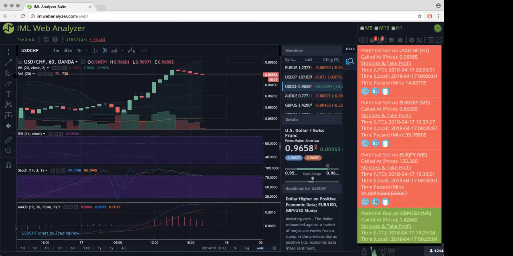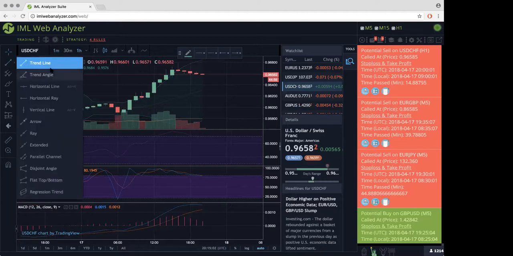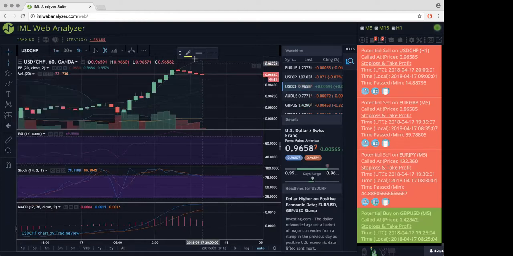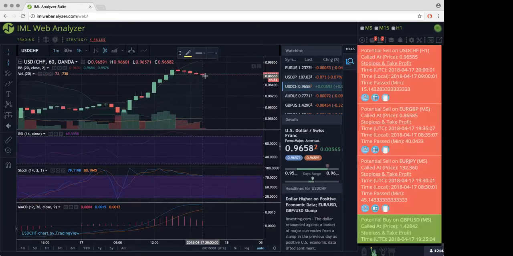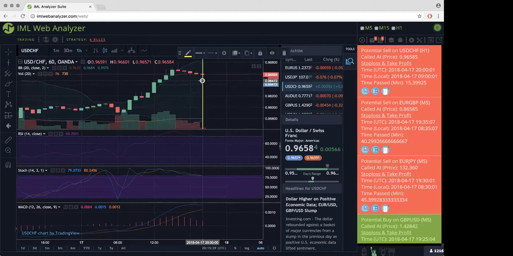First step, go into this button right here, the one with the doggy bone kind of thing. Tap on it and put on the vertical line. You can change the color, but I like yellow. Then go to the time and draw a line at the time it was called at. The time the USD Swiss franc was called at is 8 p.m., which was around here.